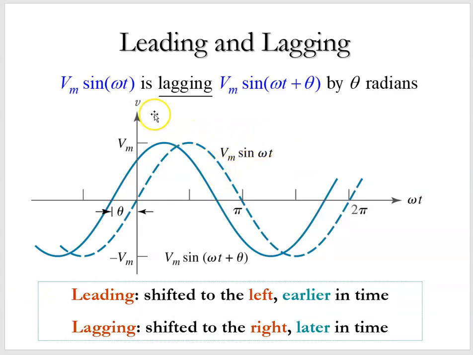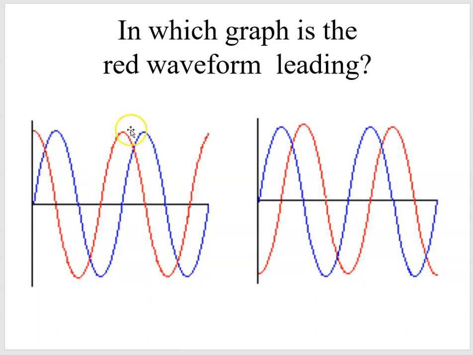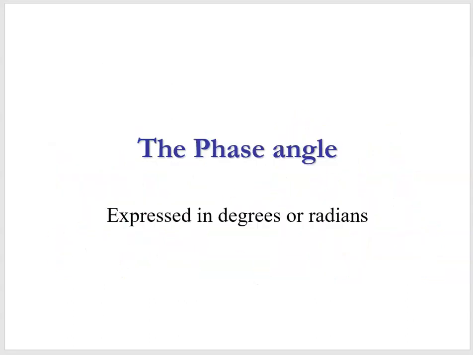Again, leading or lagging: Vm sine omega t is lagging Vm sine omega t plus theta by theta radians. Leading is shifted to the left and occurs earlier in time. Lagging is shifted to the right and occurs later in time. If we look at this graph, it asks in which graph is the red waveform leading? Where is the red waveform occurring earlier in time? We can see it's leading in the left graph, and it's lagging in the right graph.